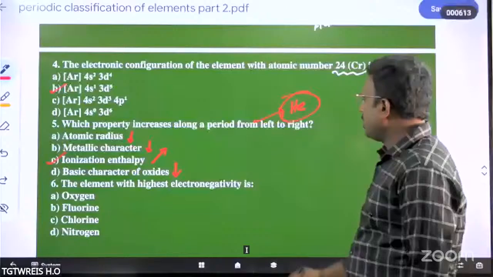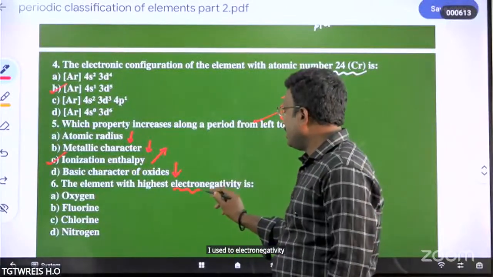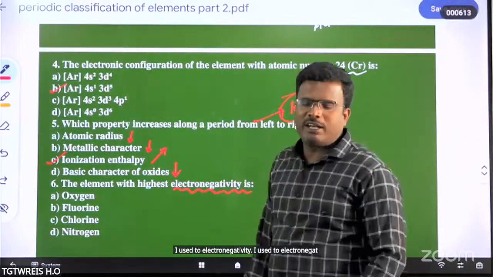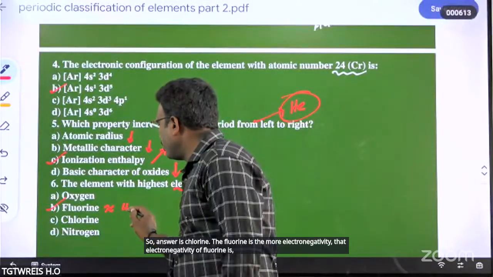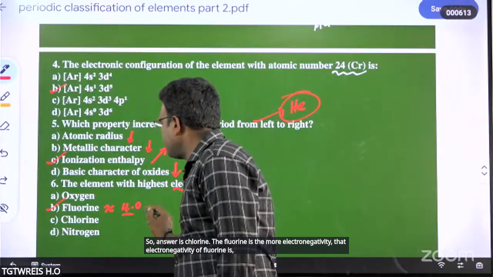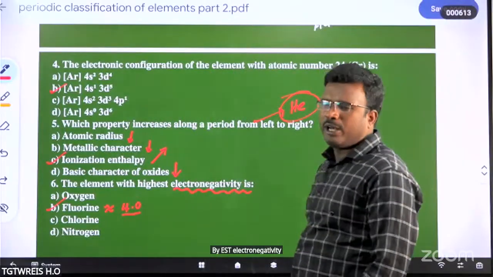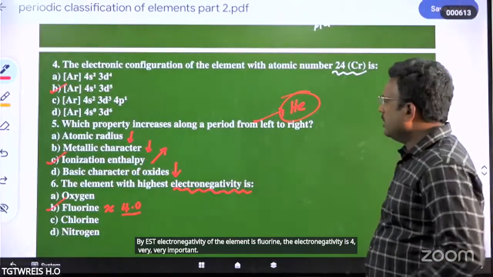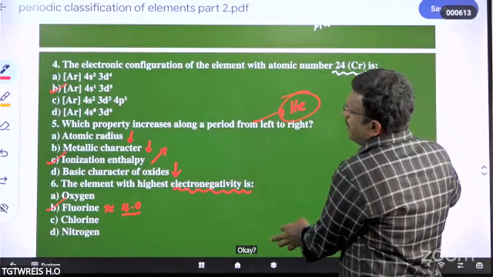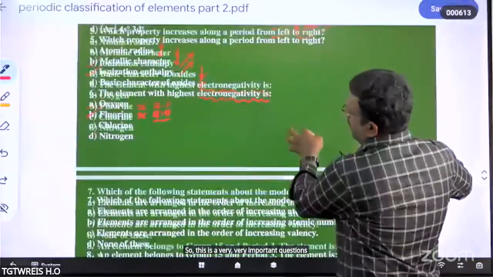The sixth question: the element which has the highest electronegativity. So the answer is fluorine. Fluorine has the highest electronegativity, and its electronegativity is 4. Very, very important. These are very, very important questions from either IIT or NEET.